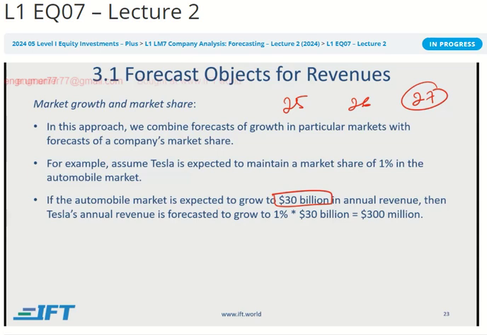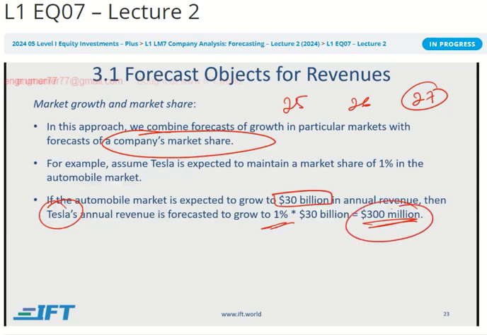And then of that, my company of interest is going to get 1%. So I'm looking at this much growth in my company of interest. So this is basically you take it from the top down and say, okay, this is the entire GDP, this is the automobile market, this is my market share, my company's market share within that market. And then this is the growth I'm expecting.